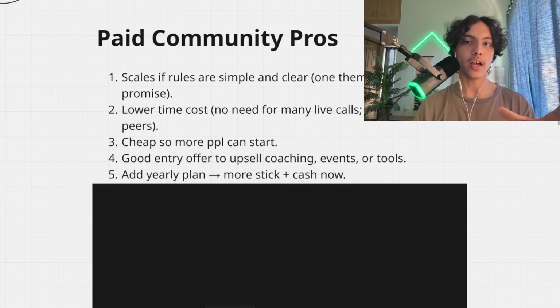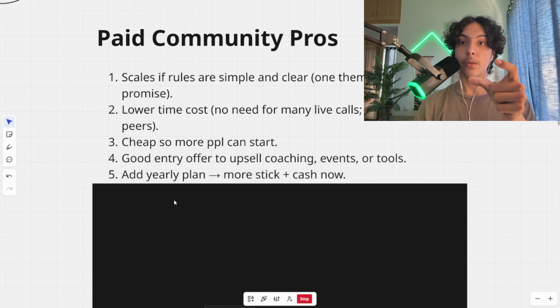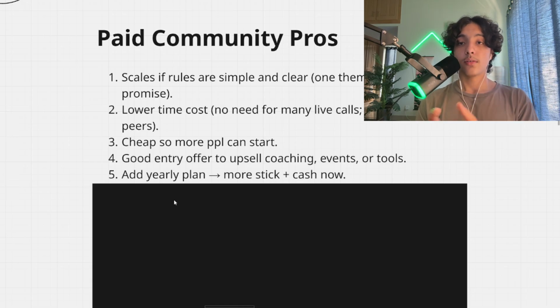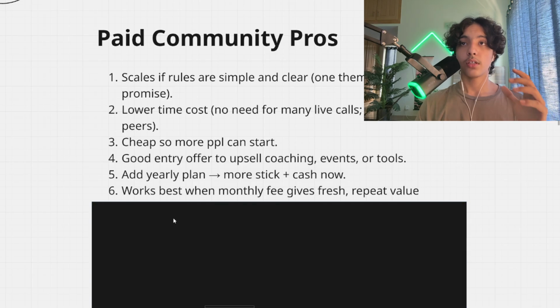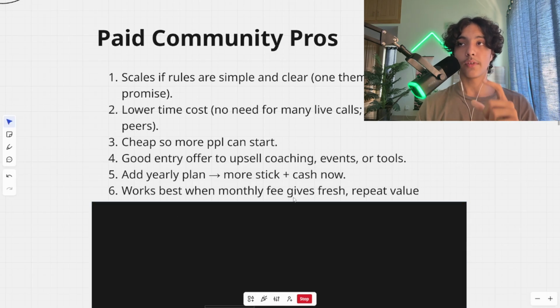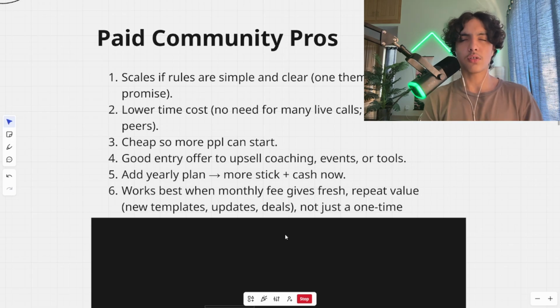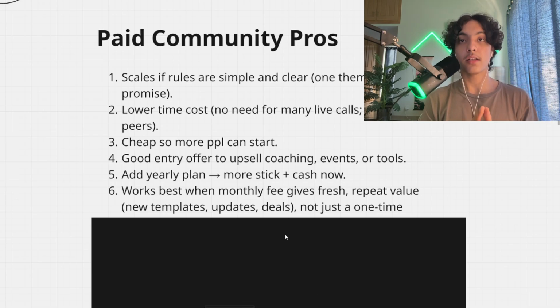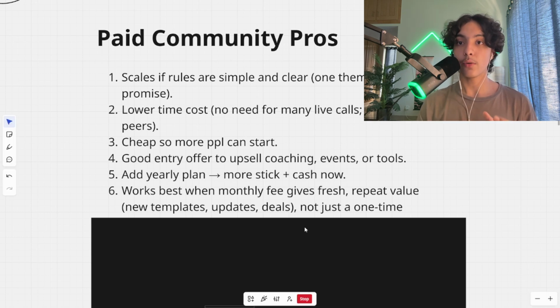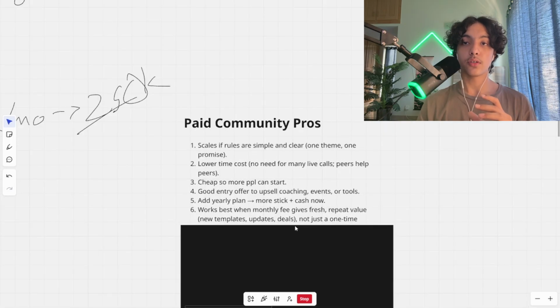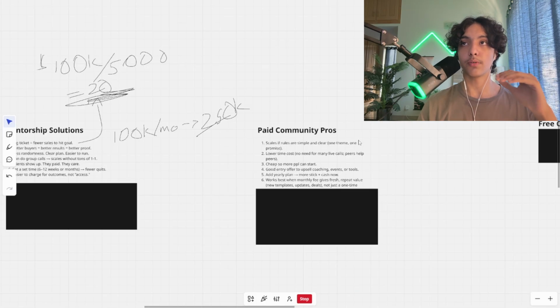Then there's number 5, which is that you can add a yearly plan, which will result in more stick and more cash now. So this comes back to what I was saying before. The sales calls. You can sell a course, you can sell some kind of thing with it. And of course, you can also make sure that the monthly fee will give fresh repeat value, so like new templates, updates, deals, and not just one time. Because if you do it one time, then you've just lost the whole point of a paid community. And I'll get into this in a quick second later, because this is again a little bit more about my simple formula. I'll get into exactly how you want to structure a paid community to maximize all of these pros.